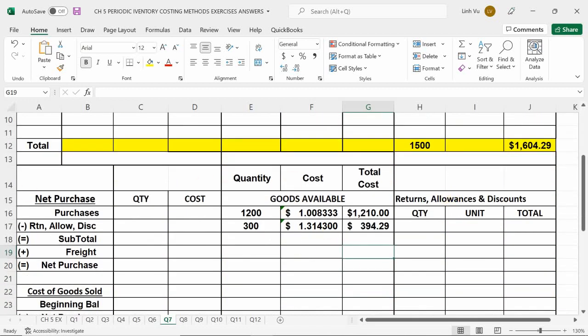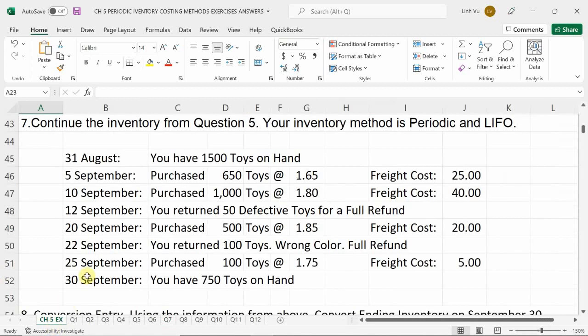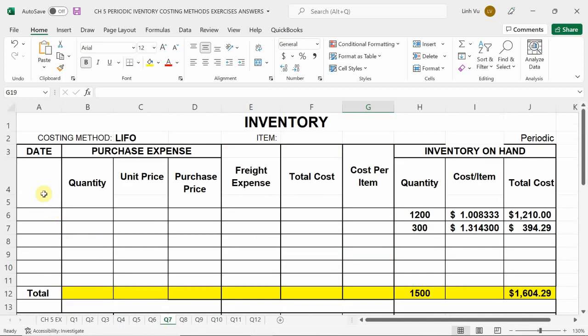So now let's see what purchases we've made. Here we purchased on September 5th, 650 units at $1.65 each with a freight of 25. So September 5th, 650 units at $1.65 with a freight of 25.